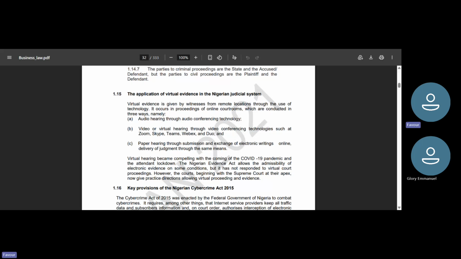So yeah, the theory ways: audio, video, paper. Remember, just try to remember audio, video, paper, and if something like this is asked, you'll be able to know, oh, audio, video, paper. Then you can always explain, oh, video like Zoom, video like Skype, Teams, audio conferencing technology. Then paper, you know that say, okay, the evidence is writing, the judgment is also through the same means.